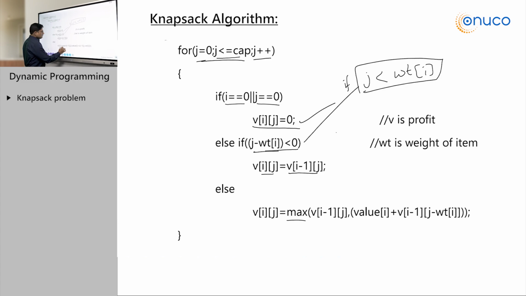Otherwise, we are going to find the maximum. Why max? Because you are going to find the optimal value. Optimal value means maximizing the profit, right? Hence, you should take the maximum of V of I minus 1, J, which is the previous row, same column, comma, value of I, which means the profit of this ith element, plus V of I minus 1, J minus W of I. So we operate on this and see which is the maximum: the previous iteration's value, or the sum of this profit and that formula's value. Whichever is maximum, you replace with that. So let us perform this task one by one.